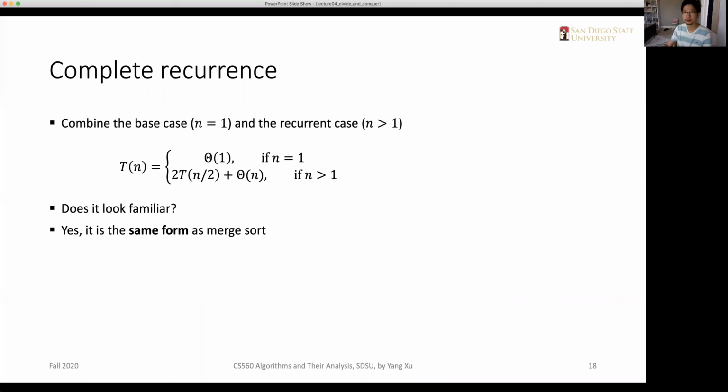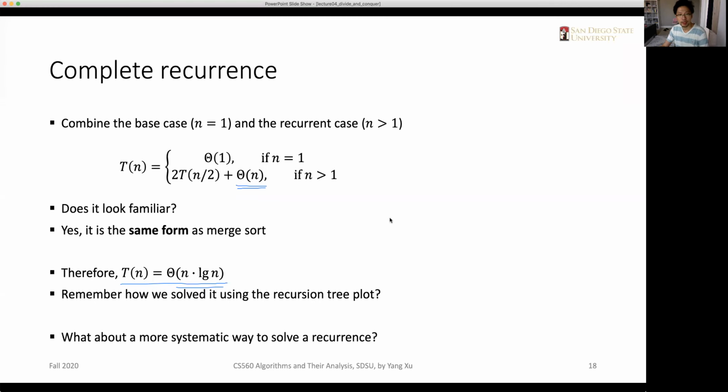Remember the merge sort, right? Because the merging procedure also costs us constant time. So this function is the same running time. So we can simply know that the solution for this maximum subarray problem is also big theta of n times log n, which is a more efficient algorithm than the brute force solution, right? The brute force solution for maximum subarray costs us quadratic running time.